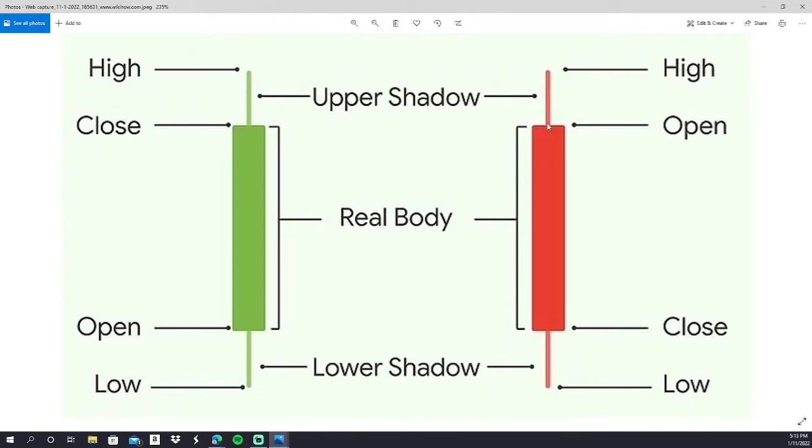And then sellers came in at some point, pushed it as low as this number, and then it ended that hour, day, week, whatever your time frame is, it ended here. So there's the space between your open and close. And then these are the small short moments in which it wicked up or wicked down, like we say.